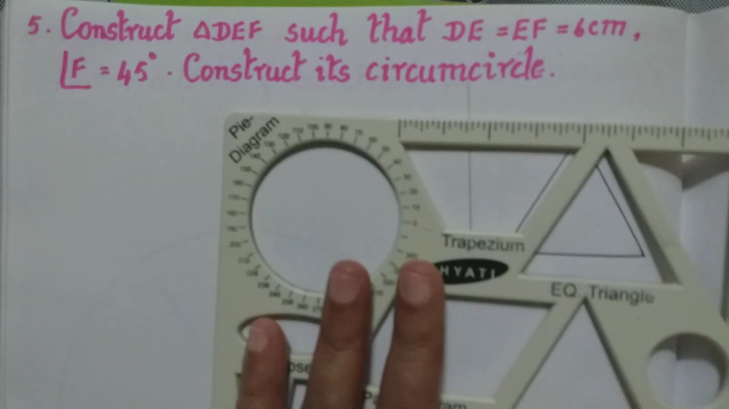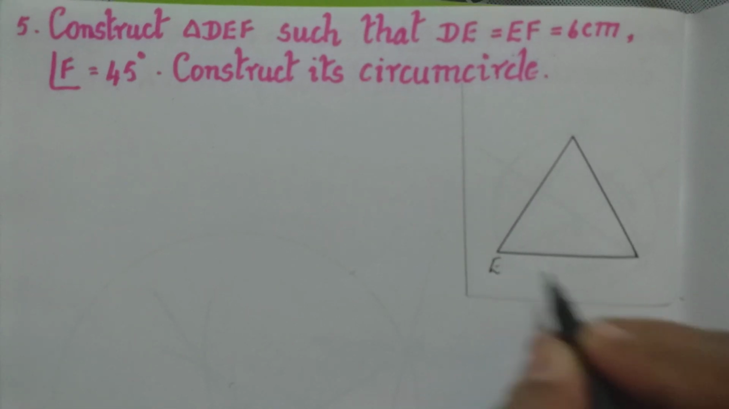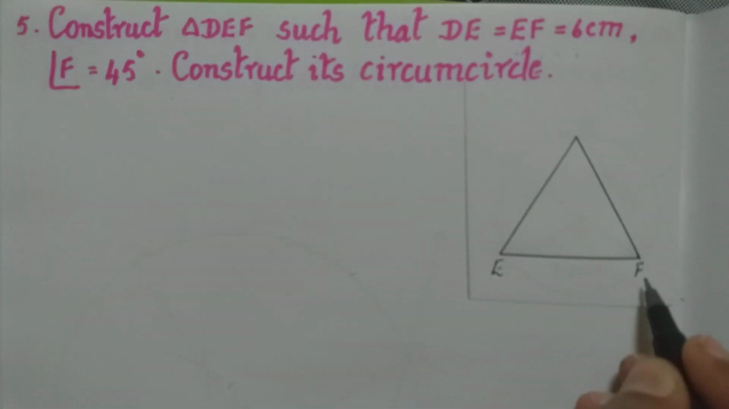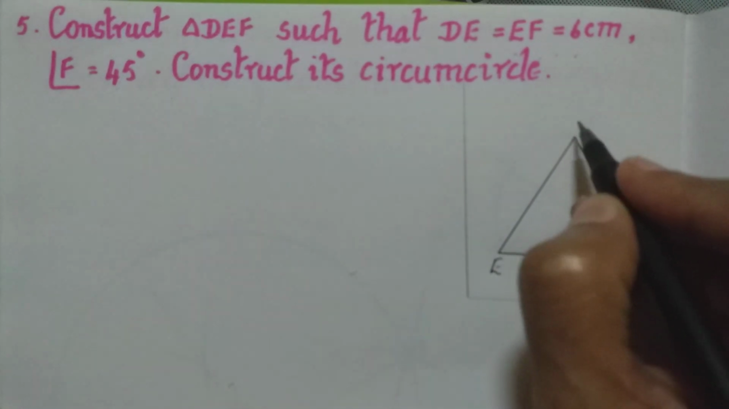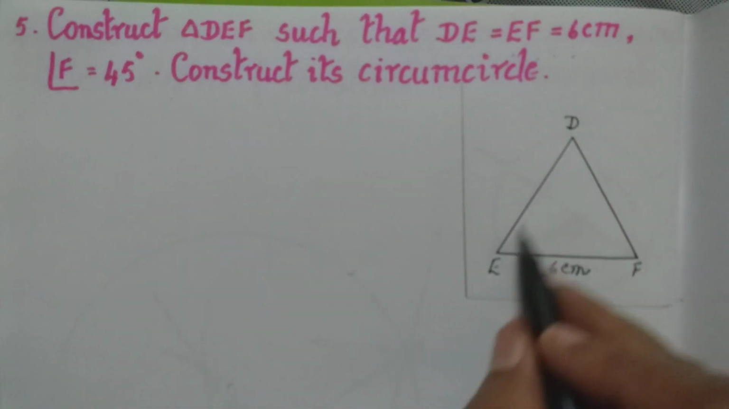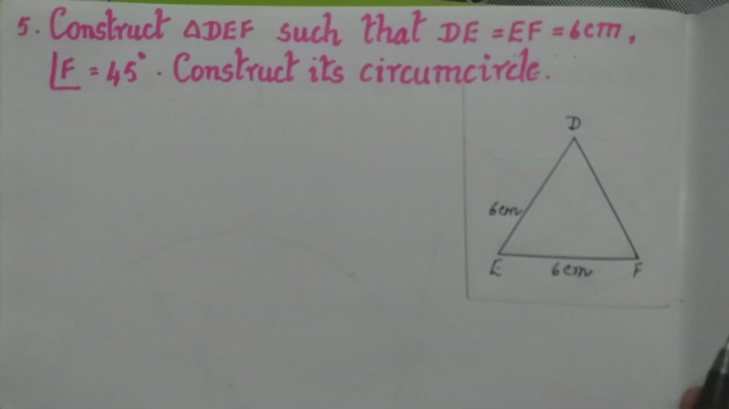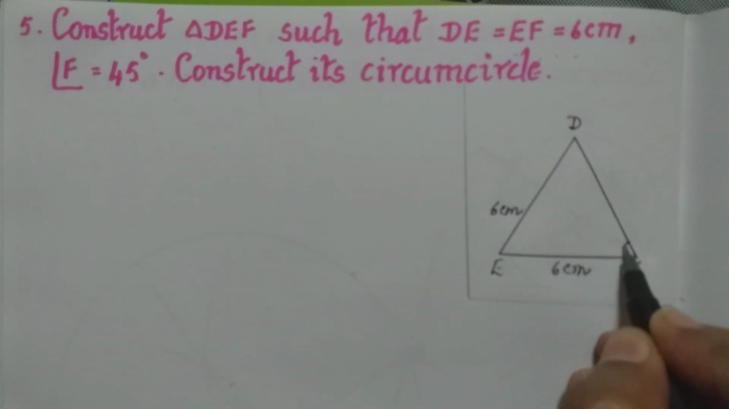We said we will consider EF as the base. So here EF is the base. EF, the length we said is 6 centimeter. The third vertex is D, so we mark it as D. DE also is 6 centimeter, so DE we write here is 6 centimeter. This is what is given. Angle F also is given to be 45 degrees, so we write here 45 degree.